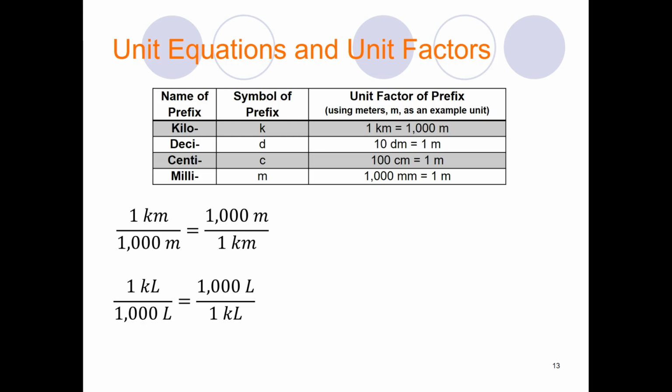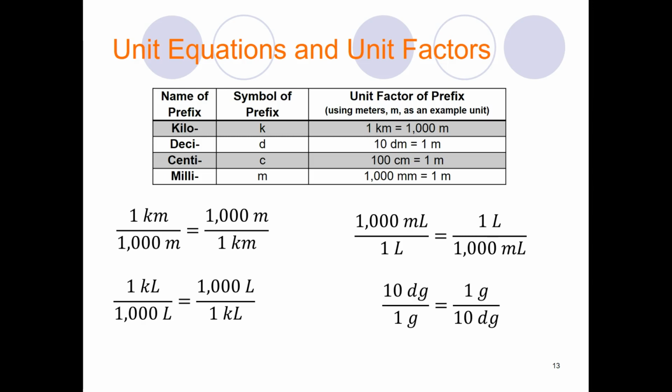So now let's do the milli. Let's go to the bottom. But instead of millimeters, I'm going to do milliliters. So 1,000 milliliters in 1 liter, and 1,000 milliliters. Either one of these, both of these are true. Okay, and then let's do deci, but I'm going to do grams instead. So instead of 10 decimeters equals 1 meter, I'm going to say 10 decigrams equals 1 gram. 10 decigrams over 1 gram, or 1 gram over 10 decigrams. So these 4 metric prefixes, make sure they're memorized. You could do all 3 columns in this table.